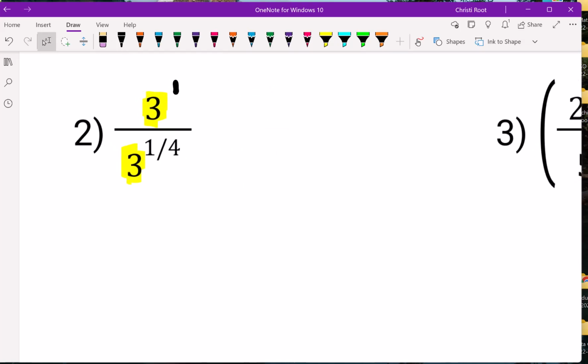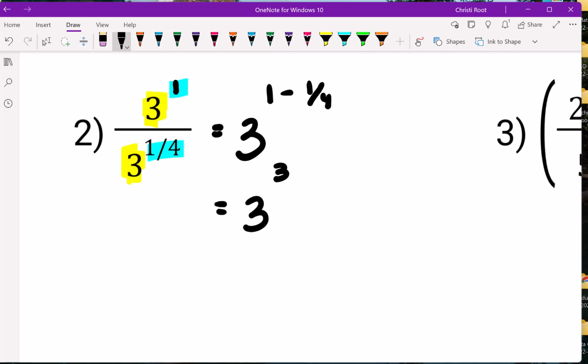Now, you got to think, what is the rule when you're dividing the same base? Okay, that rule states that you subtract your exponents. So you're going to have to go in the exact order that it appears. So you're going to write 3, because you don't change your base. Okay, don't do 3 divided by 3 is 1. That's not what it's saying. So we're going to do 1 minus 1/4. Now that's when you can use your calculator. Like 1 minus 1/4 is 3 over 4.